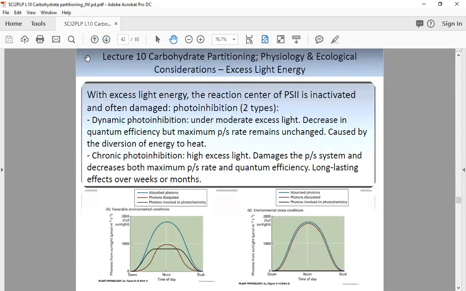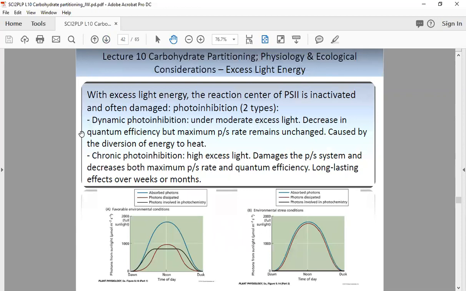So what is the problem with excess light energy? With excess light energy, the reaction centre of photosystem 2 seems to be particularly vulnerable. The reaction centre can be inactivated and often damaged in a phenomenon called photoinhibition. There are two major types of photoinhibition. This one here, called dynamic photoinhibition, occurs under moderate excess light.